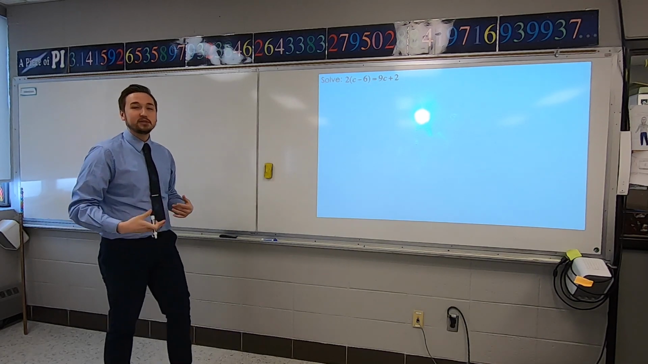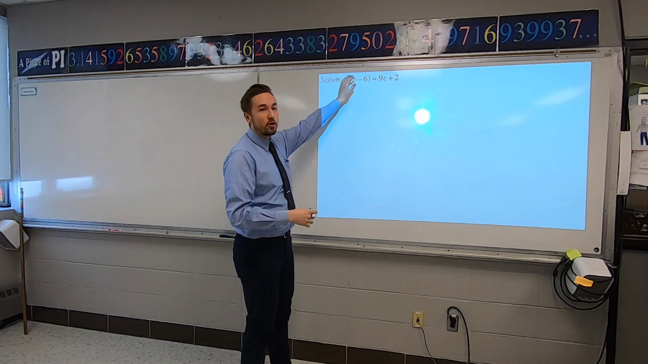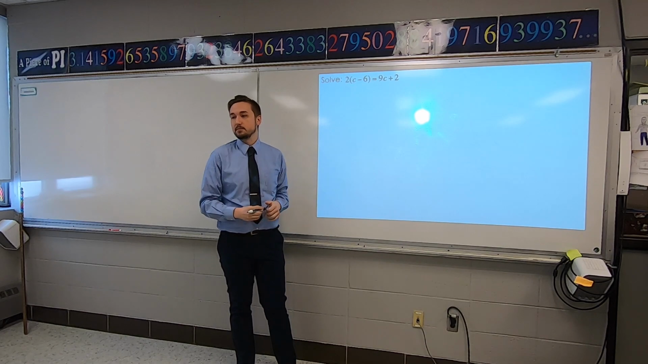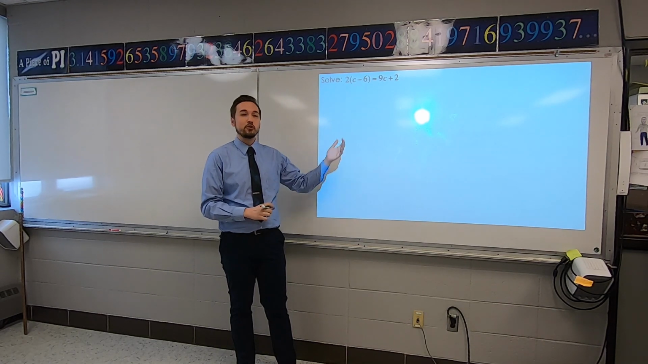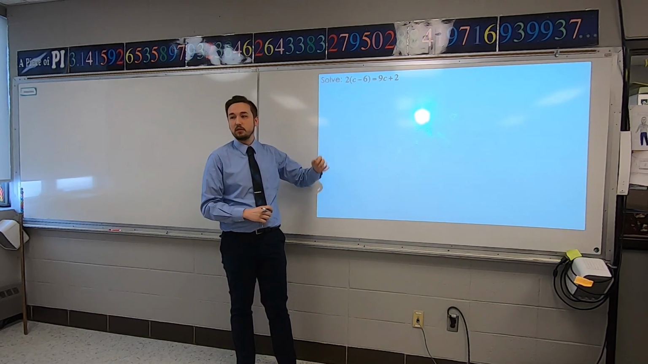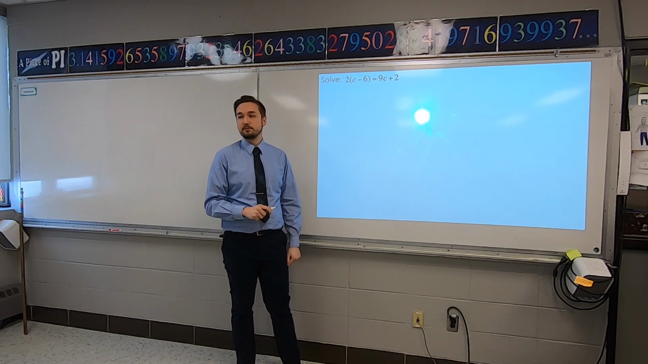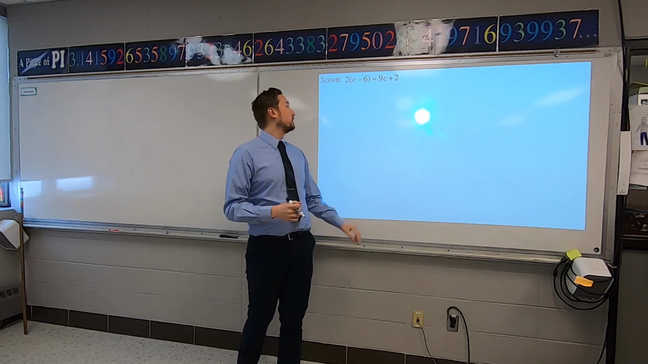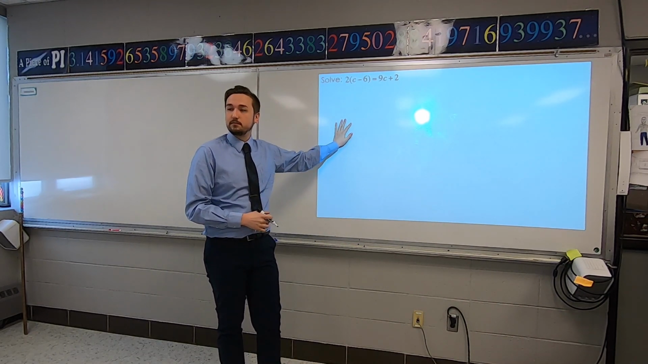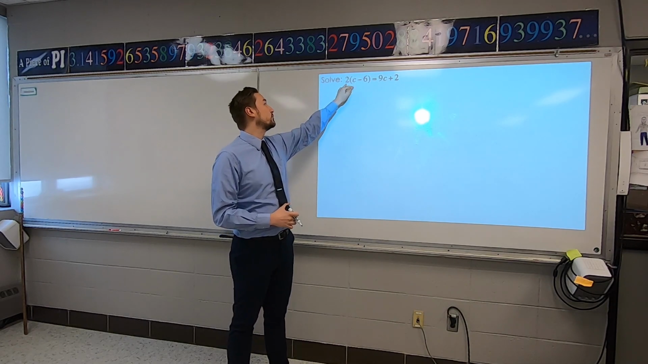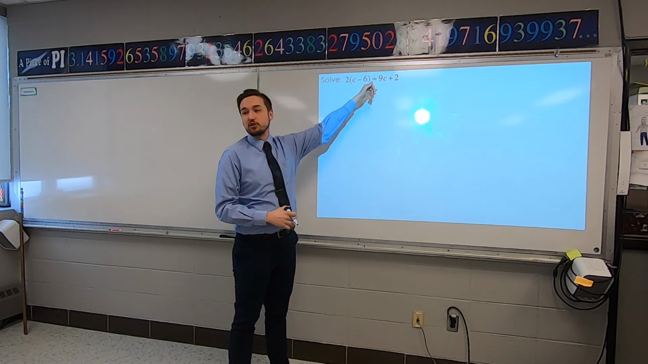Okay, so the new piece here, what all is kind of going on in this problem? We got parentheses. We do got math going on. 2c and 2 times 6. So you're saying we multiplied the 2 by the c and the 2 by the -6.